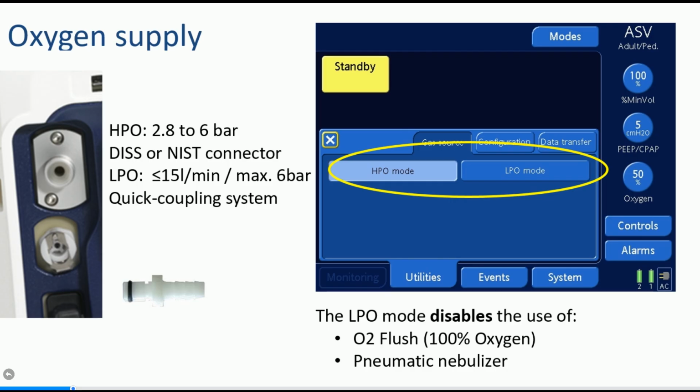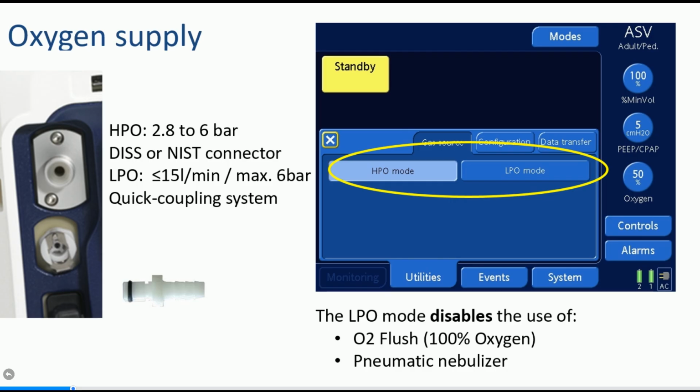The gas source is selected in the application software. Open the Utilities window and then Gas Source. Make sure that there is not an LPO connector connected to the LPO port when you use high-pressure oxygen, as this can result in a technical failure alarm.